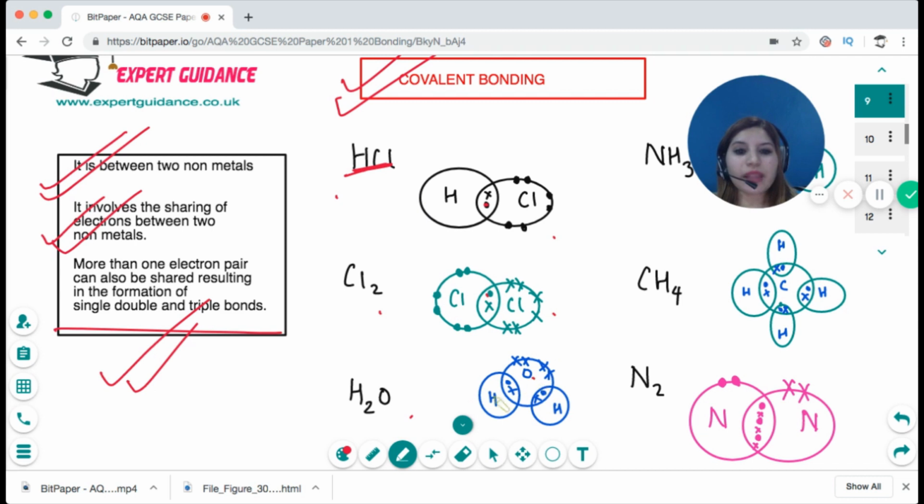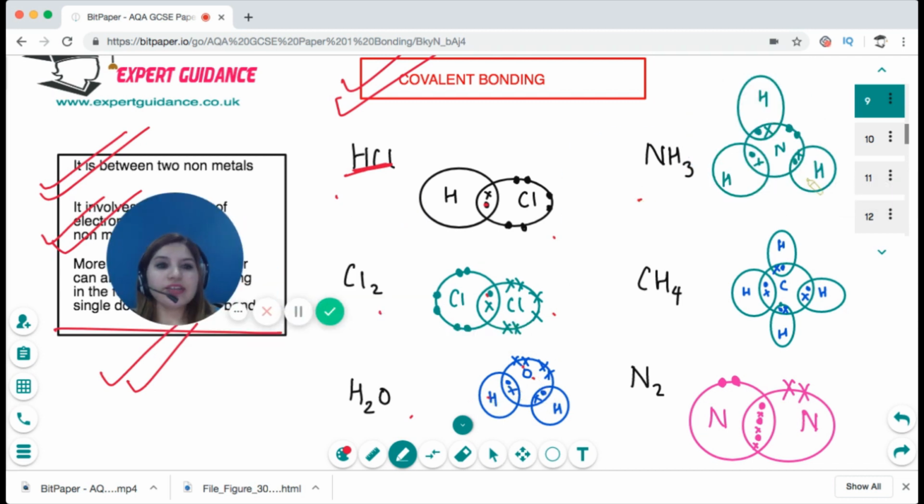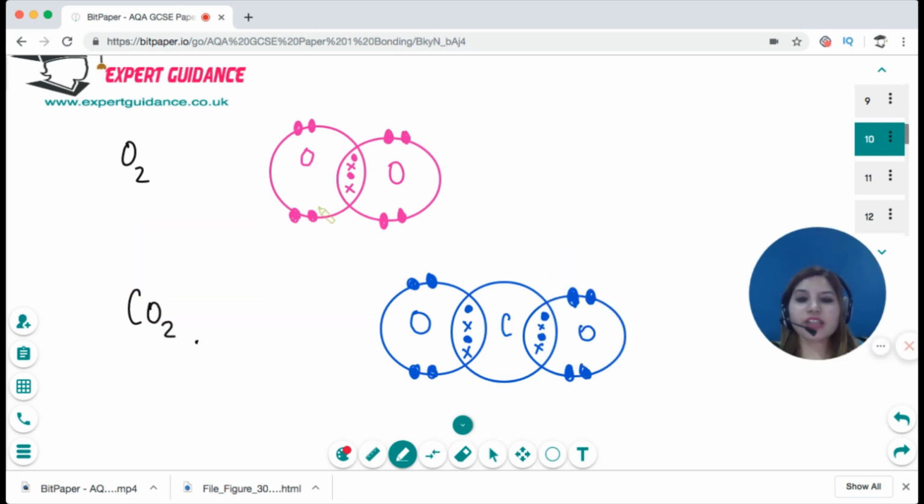Water, between an oxygen and hydrogen, there's a sharing of one electron each. Nitrogen and hydrogen, between each of these circles, sharing of one electron. Carbon and hydrogen, one electron each. But nitrogen and nitrogen both need three electrons to complete the full outer shell, so you draw 3 electrons in the center. Similarly, oxygen needs 2 electrons, so you draw 2 at the center. Carbon, oxygen, you draw 2 each at the center.